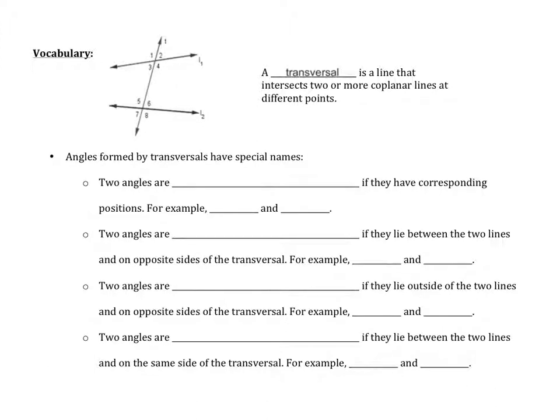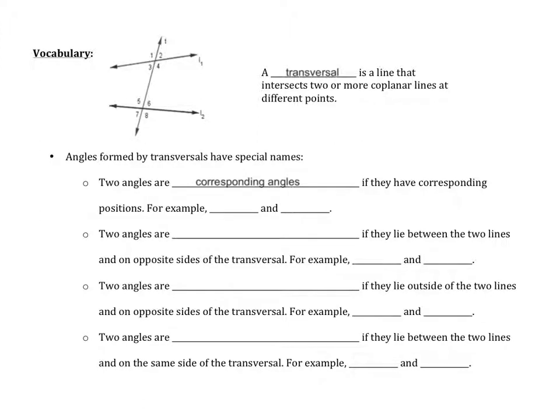So the first one, two angles are blank if they have corresponding positions. So these are called corresponding angles. And what they mean by corresponding positions, it's as if I picked up this line and put it on top of this line. It'd be the angles that would overlap. So if I picked up line 1 and put it on top of line 2, angle 2 would be on top of angle 6, 4 would be on top of 8, 1 would be on top of 5, and 3 would be on top of 7.